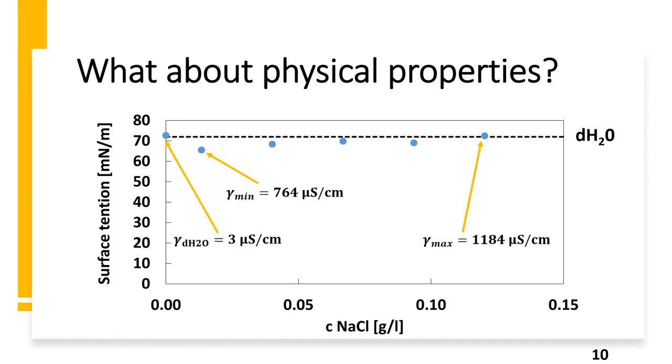The first dot over here is pure distilled water with a conductivity of 3 microsiemens per centimeter. The second dot over here is the point where the pH indicator was added, as well as the first amount of salt from the beginning of the series of homogenization time experiments. And the last dot over here represents the final point of the series. The difference in conductivity in the experiments was something between 700 to 1200 microsiemens per second.